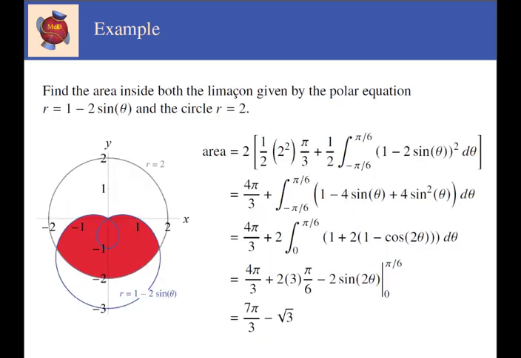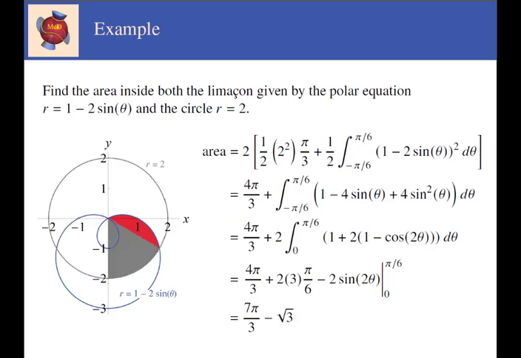Here's another example. Let's find the area that's inside the limacon given by r equals 1 minus 2 sine theta and the circle r equals 2. The limacon is shown in blue and the circle is in gray. The region we're considering is shown in red in the figure. The area to the left of the y-axis is the same as the area to the right, so let's just compute the area to the right and double it.